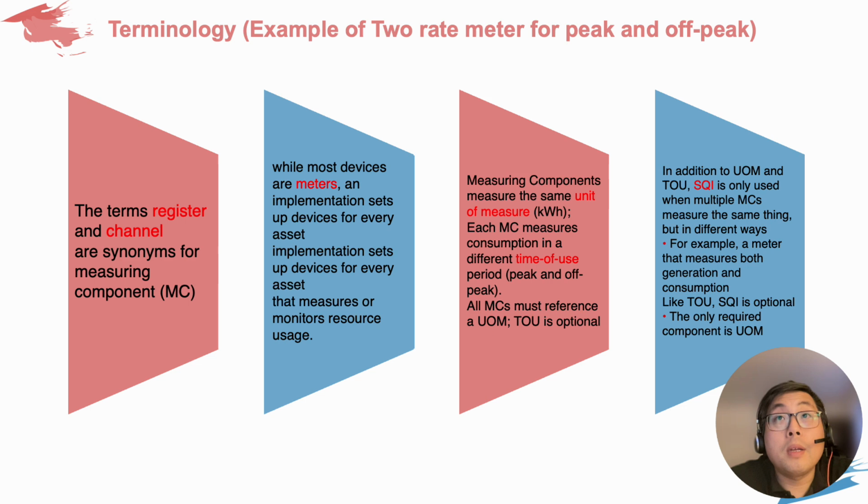Okay, and sorry, not all of them are optional. The UOM is mandatory, but time of use and SQI are optional. So you don't have to define a value for them for the measuring component type. And in most of the cases, it's quite straightforward. So in this case, the kilowatt hour is the unit, and time of use would differentiate between two registers, which is the measuring component type.